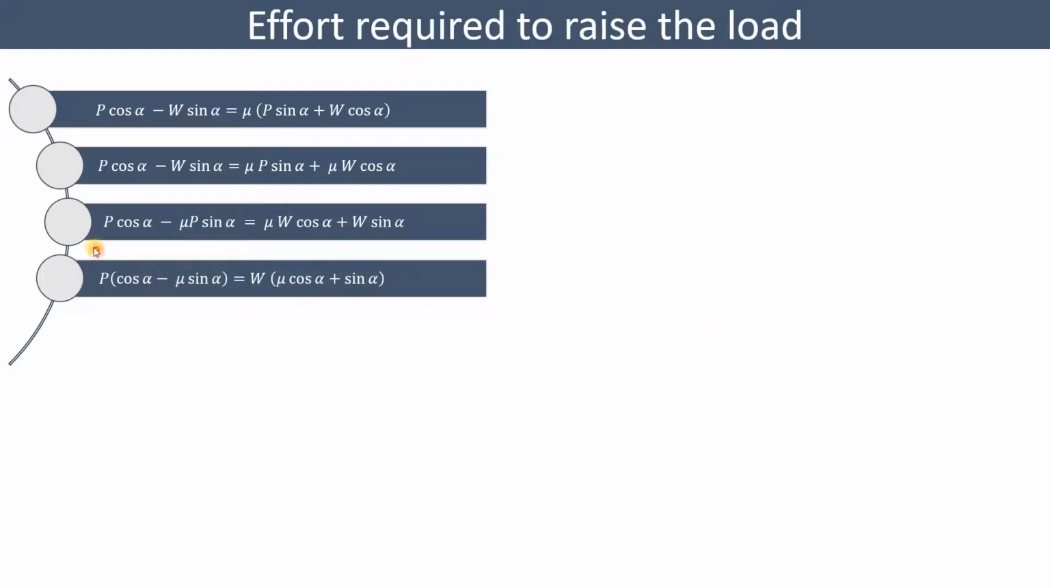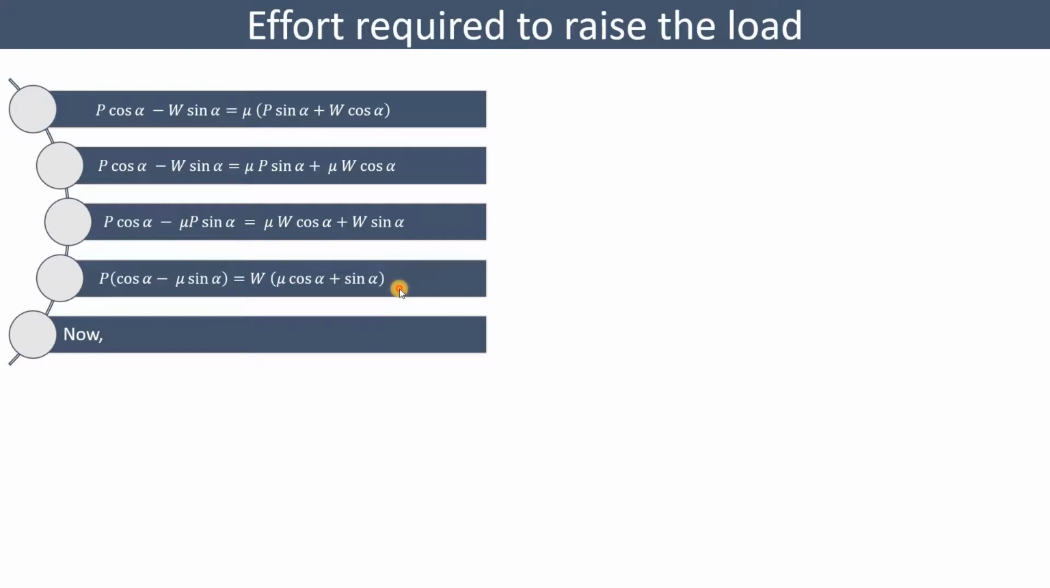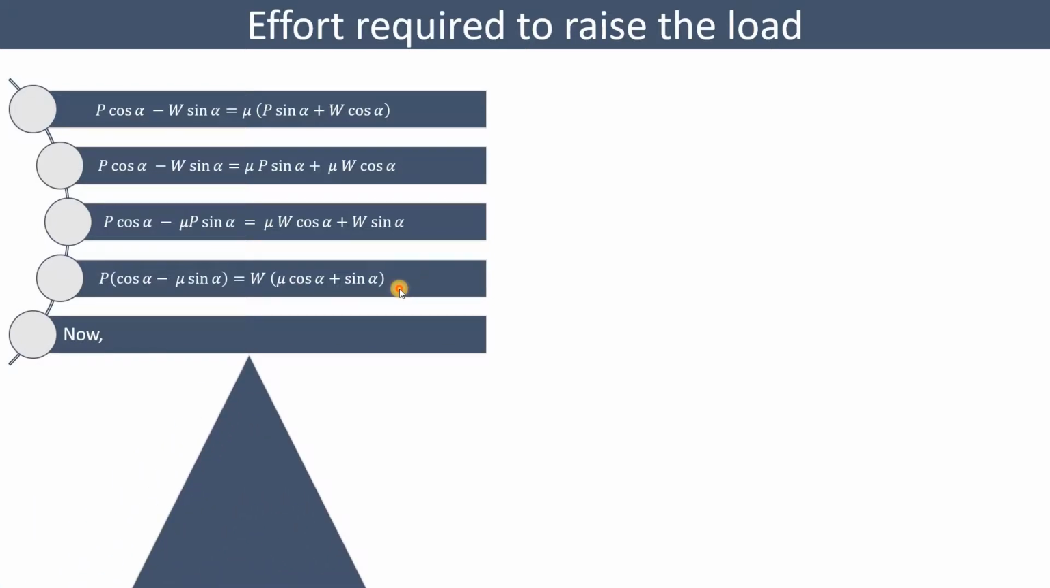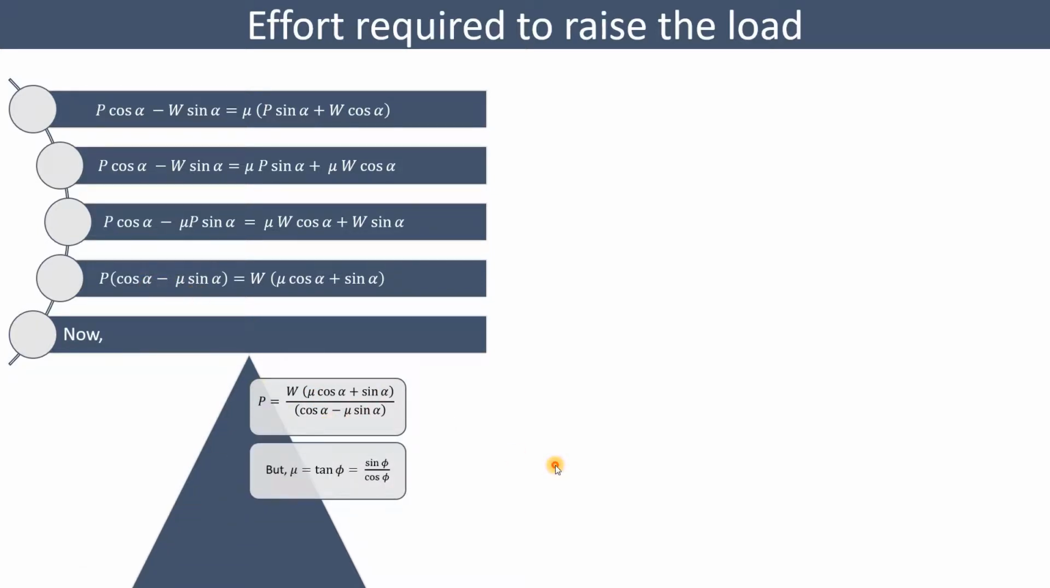Now you can take P common from both terms on the left hand side, so it is cos alpha minus mu sin alpha. Similarly, you can take W common, so it is mu cos alpha plus sin alpha. Now we have to find the value of P. The term in multiplication goes to the other side in division. So P equals W into mu cos alpha plus sin alpha divided by cos alpha minus mu sin alpha.